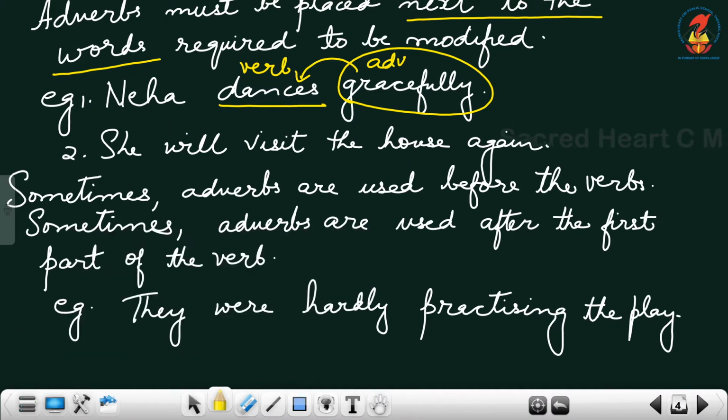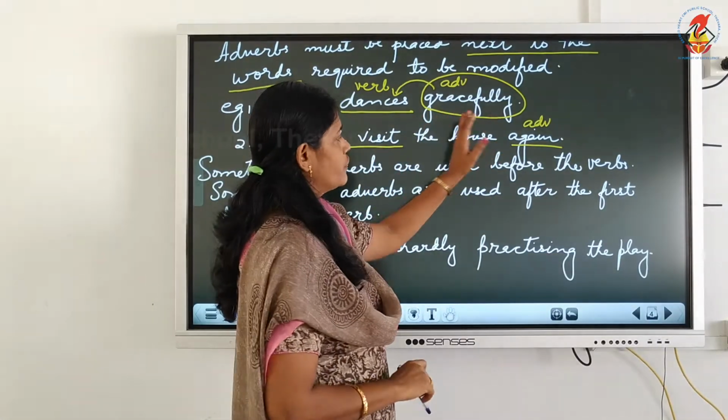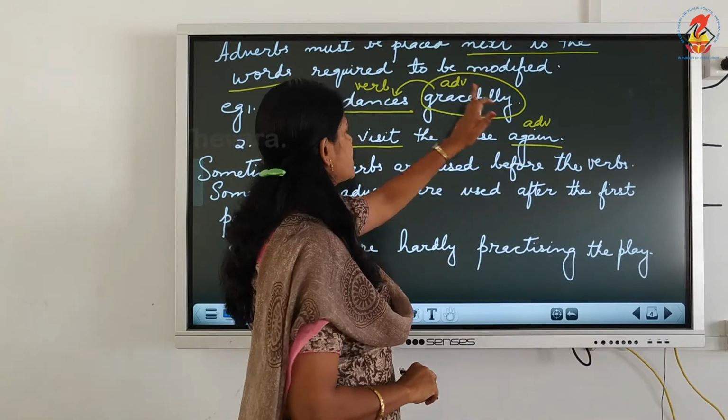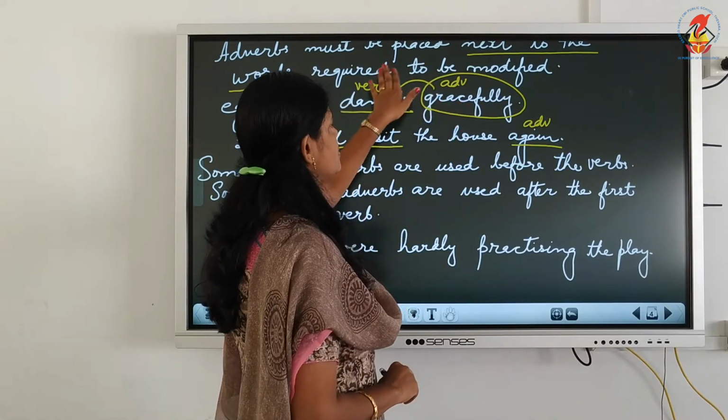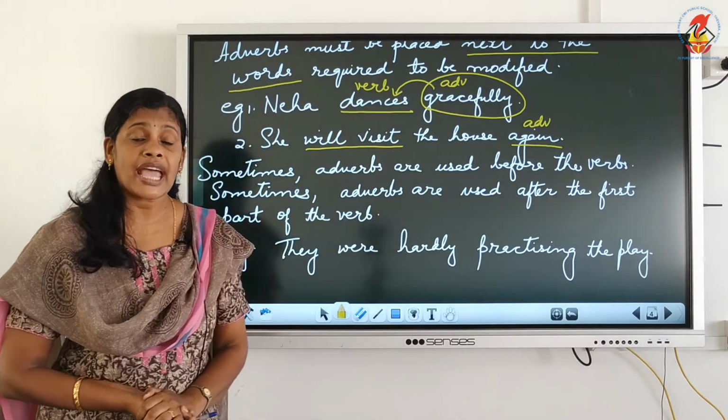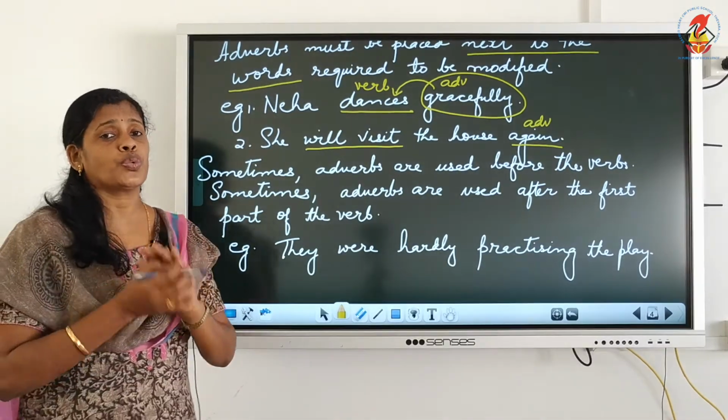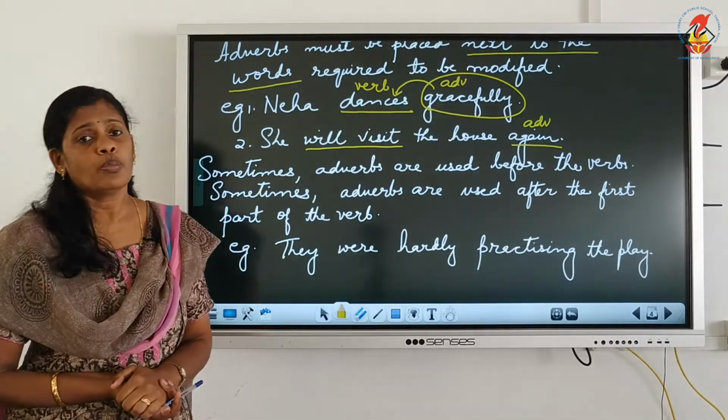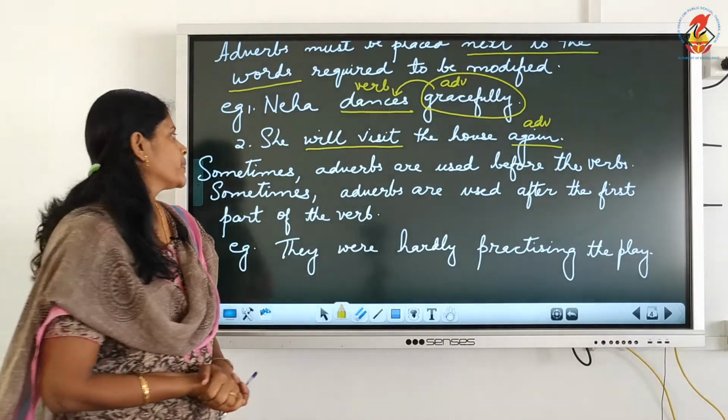The second example is, she will visit the house again. This is the adverb. When will she visit? Again. But it is describing will visit. She will visit. This is the verb. So this word is nearby, not very far. But this one gracefully is describing dances. So adverbs are placed close to the words which they want to modify or describe.